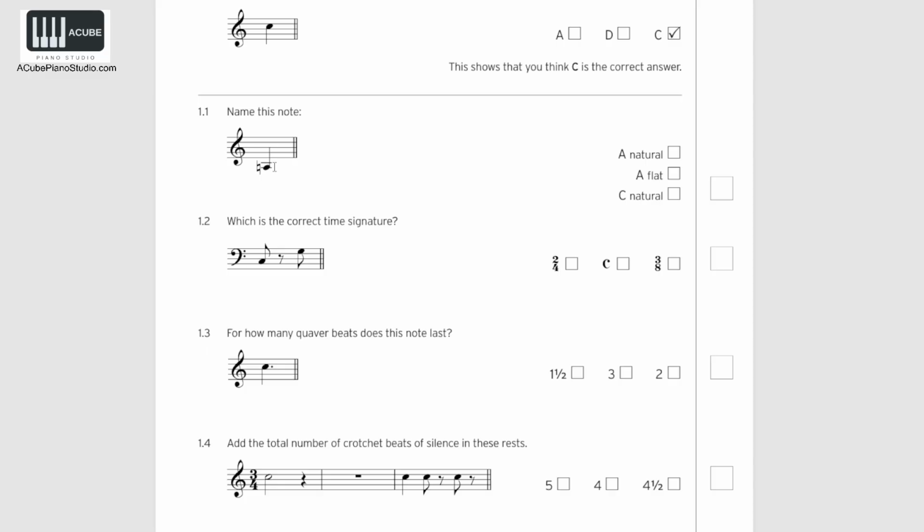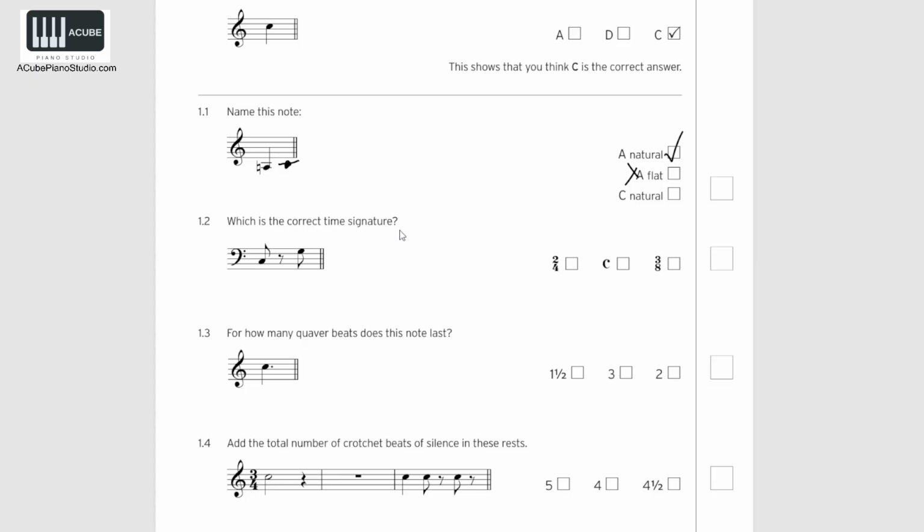If you look, this note has an accidental in front of it, and this sign here is a natural sign. Because we know there is a natural sign here, A flat is out. We can eliminate this choice. So it's either A natural or C natural, and this note here is A. So the answer is A natural, because middle C is here when you have a treble clef.